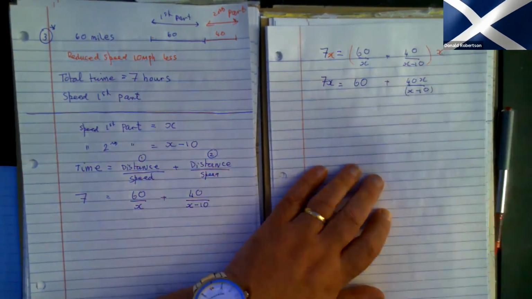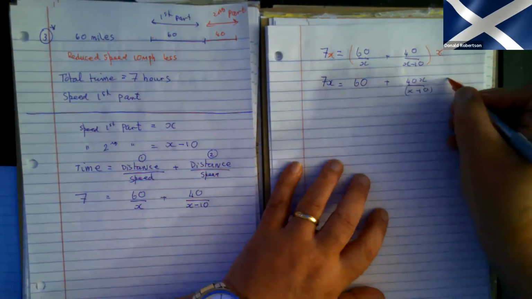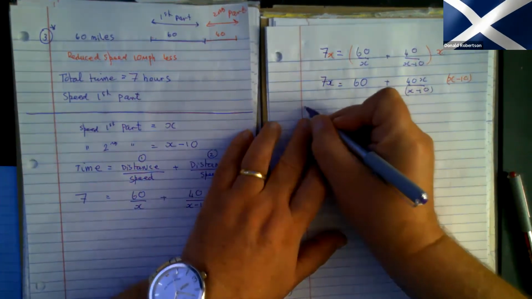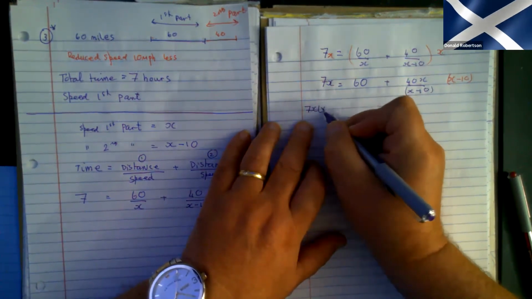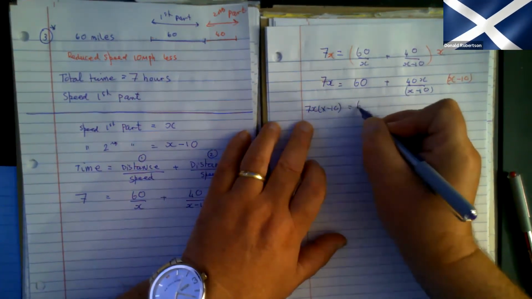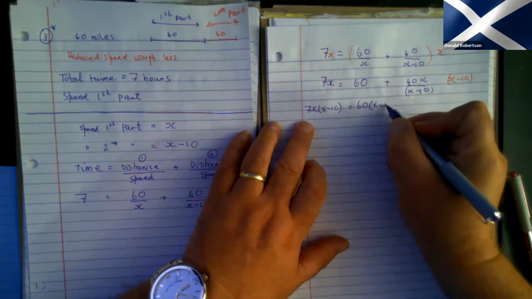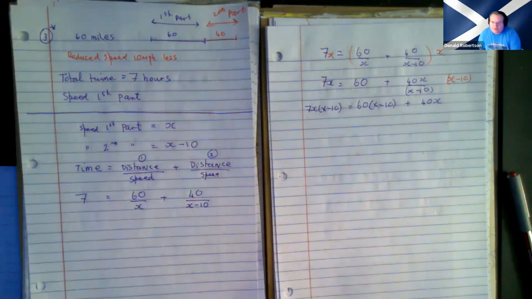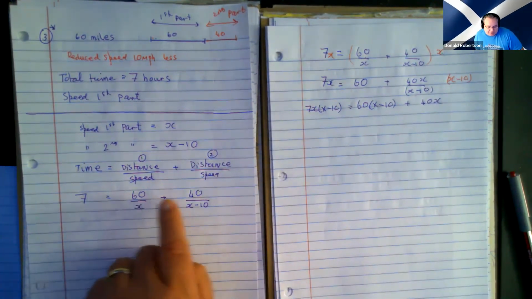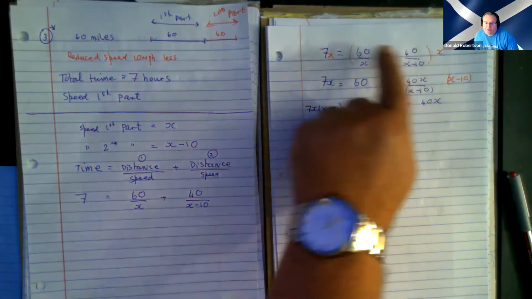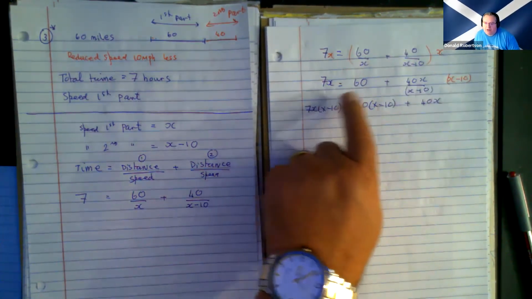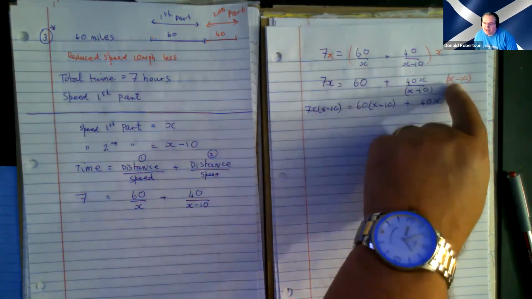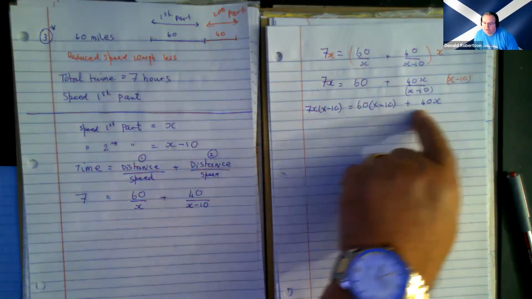Now, what I'm going to do is multiply both sides by X take away 10. So this fella becomes 7X times another X take away 10. This guy becomes 60 lots of X take away 10. And this guy becomes 40X. So what I've essentially done is I've taken this equation and multiplied both sides by X, and then after that, X minus 10. Or if you want, you could do it in one go by multiplying both sides by X, X minus 10, and we get to this.